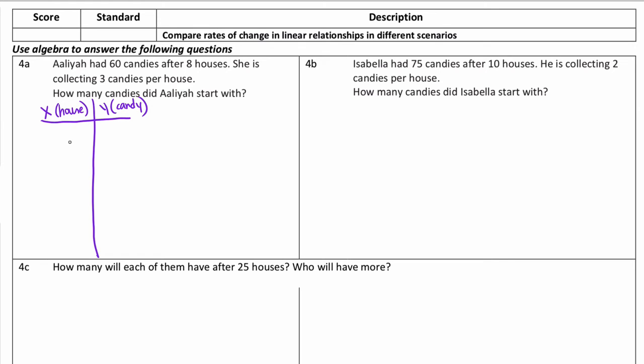I saw a lot of students say, well, 0 houses, 1, 2, 3, 4, 5, 6, 7, 8, and they worked backwards. The only thing they knew was it was 60 candies after 8 houses. So they put in 8 houses was 60 candies. They knew that information. They didn't know any of these, but they had the rate. The rate was 3 candies per house. That's 3 candies for every 1 house. Well, that would mean that if I went backwards in time and went to the previous house, I would have to go back 3 candies. So I must have had 57.